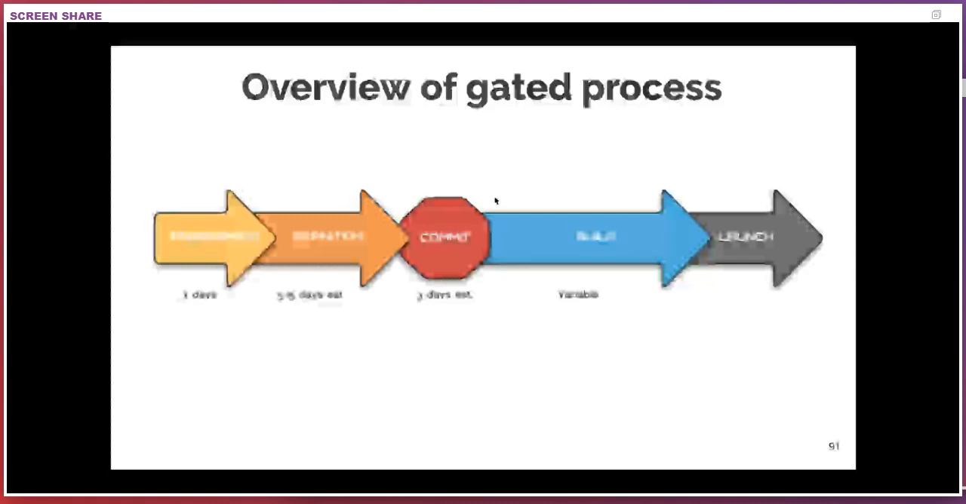And this is what it looks like. We do an engagement phase. We define what we're going to build. We get everybody to commit to building it on that timeline. Then they build it, we launch it and go operational, and we provide operational support.